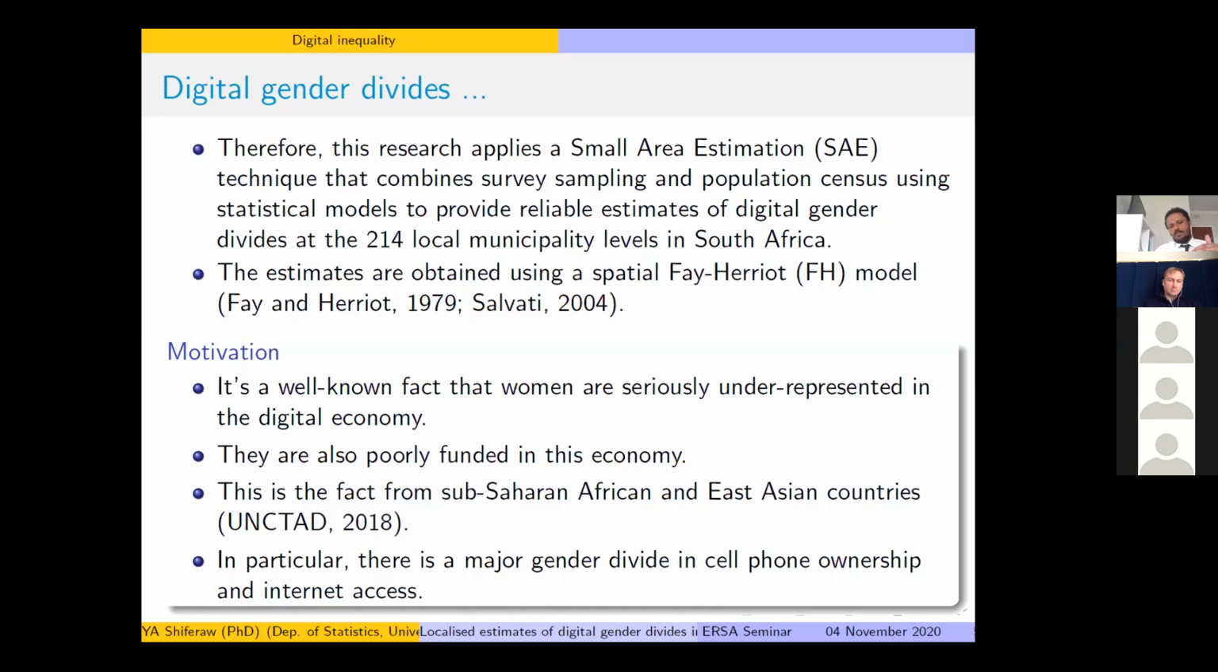We'll see later why I chose local municipalities. What motivates me to work on this? It is a well-known fact that women are seriously underrepresented in the digital economy. According to UNCTAD 2018, they are also poorly funded in this economy. This is a common fact in sub-Saharan African and East Asian countries. In particular, there is a major gender divide in cell phone ownership and internet access.